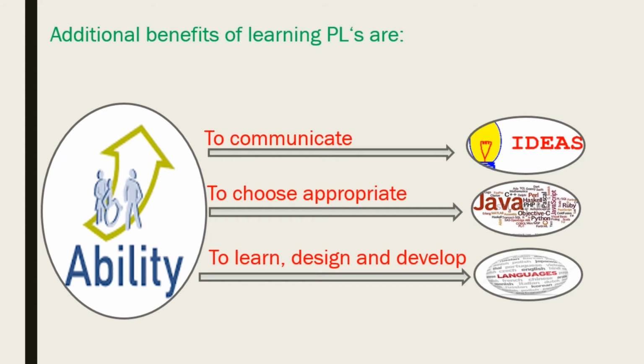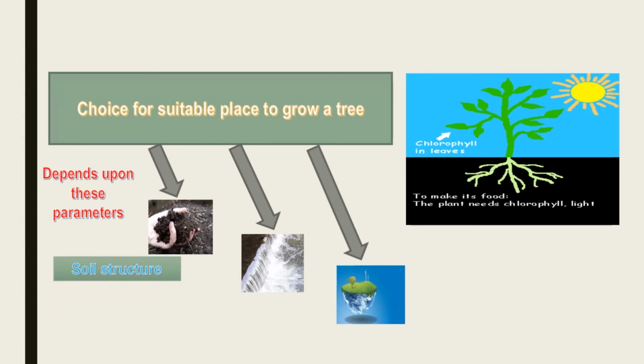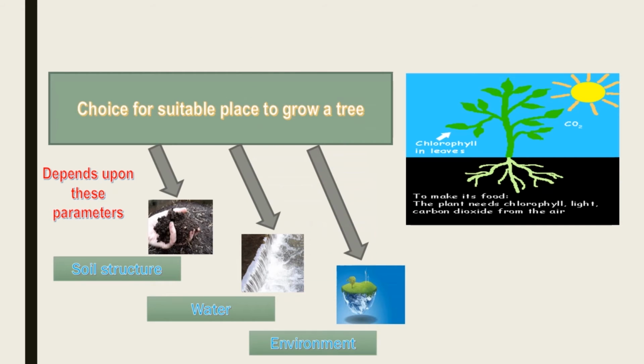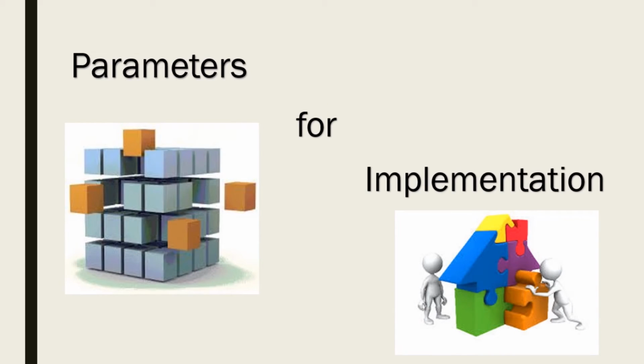To further understand more about programming languages, let's look at a live example. Suppose we were to choose a suitable place to grow a tree. The choice of the place will depend on the following factors. First is soil structure. Second is water. Third is environment, and many more. Similarly, programming languages also have some parameters to check for their appropriateness before the actual implementation.